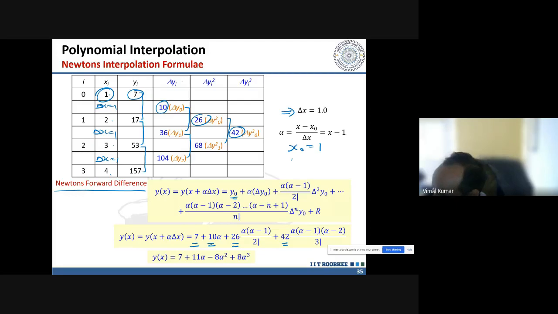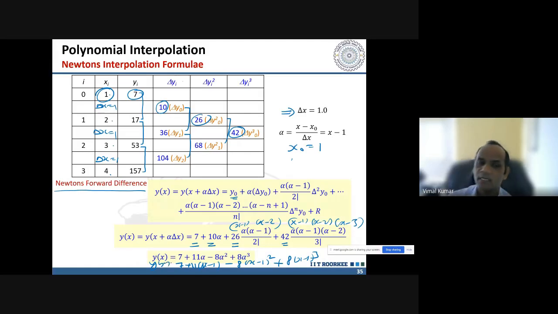If I solve this equation, I can also write alpha is equal to x minus 1, and then alpha minus 1 is x minus 2, and alpha minus 2 is x minus 3. If I put all those, I can get a polynomial in the form of x also. But here I simply retain y of x equal to 7 plus 11 alpha minus 8 alpha square plus 8 alpha cube. So I put 7 plus 11 times (x minus 1) minus 8 times (x minus 1) square plus 8 times (x minus 1) cube. So I obtain the x form. I will put in a value of x between 1 and 4 and get the corresponding value of y. This way we have developed the model using Newton's forward difference method.